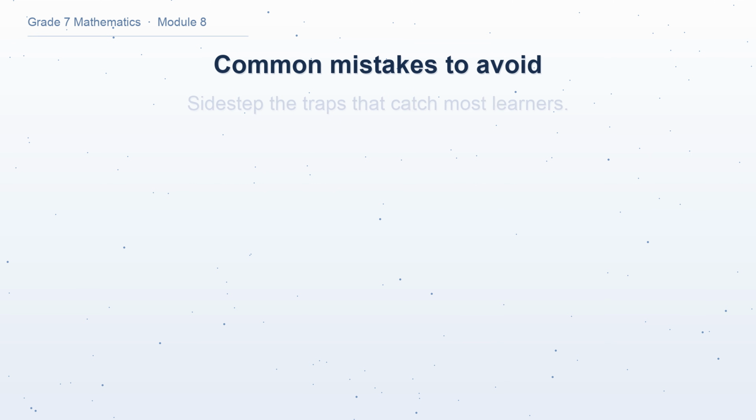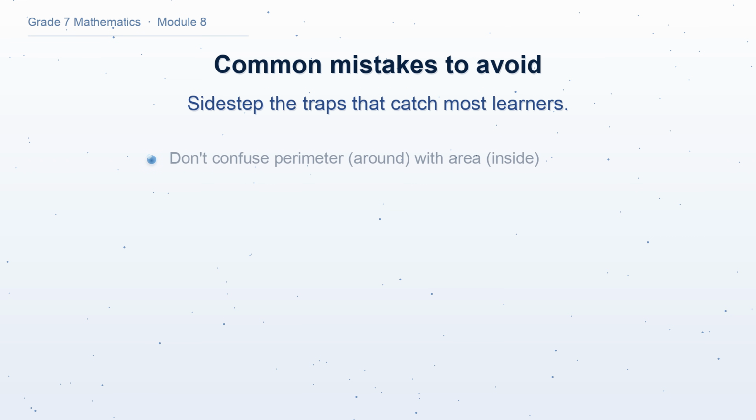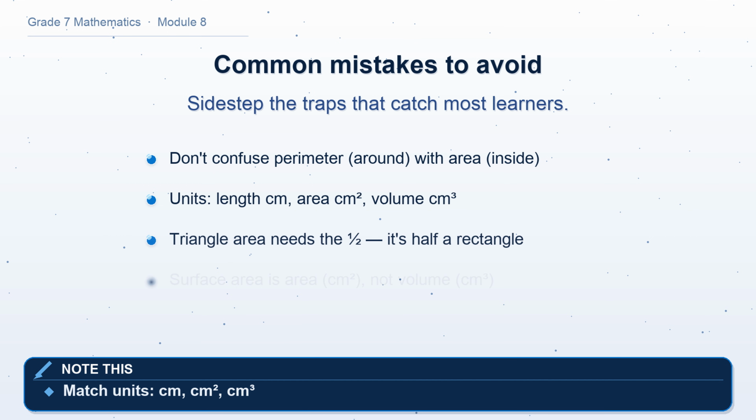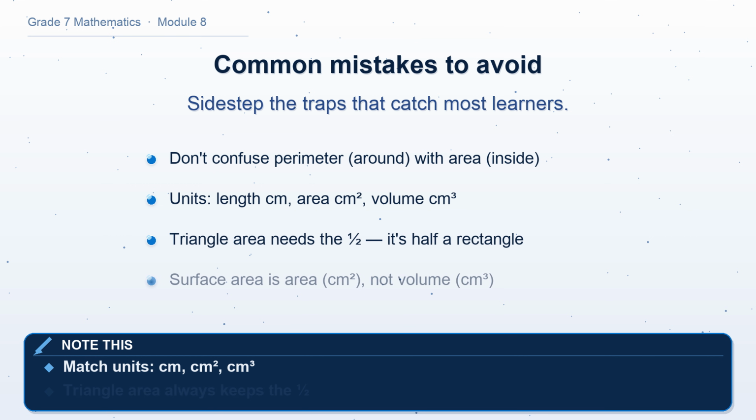Before we practice, let's avoid the traps that catch most learners. First, keep perimeter and area apart. Perimeter goes around the edge, while area fills the inside. Second, match the units to the measure, length in centimeters, area in square centimeters, and volume in cubic centimeters. Third, never forget the 1/2 in the triangle formula, because a triangle is half of its surrounding rectangle. And finally, surface area is still an area, so it is measured in squares, not in cubes.